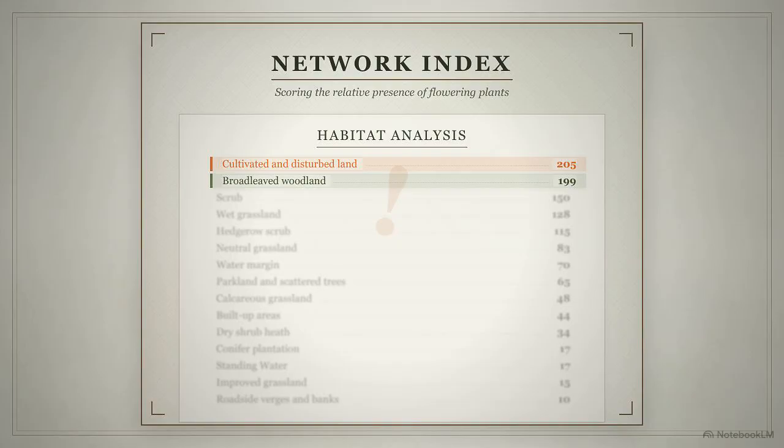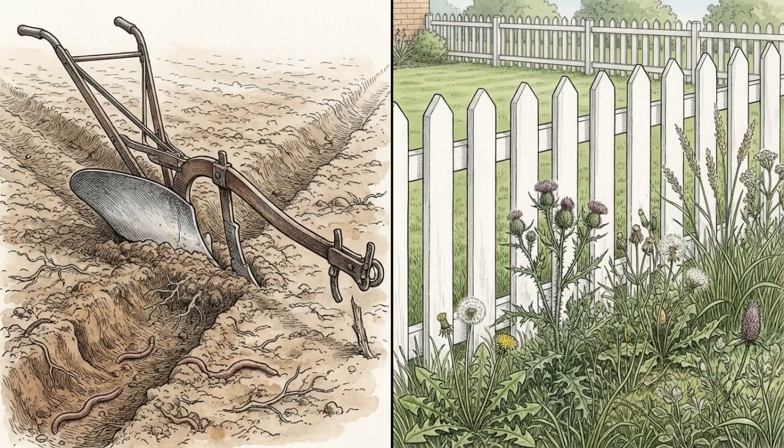This table shows the habitat analysis for the park, ranking 15 habitat types by their network index. The top row, cultivated and disturbed land, registers a high network index of 205. Compare that to broadleaved woodland at 199. Disturbed soil plants outrank primary woodland flora. This score reflects how the site's history and its current perimeter still shape the botanical profile.